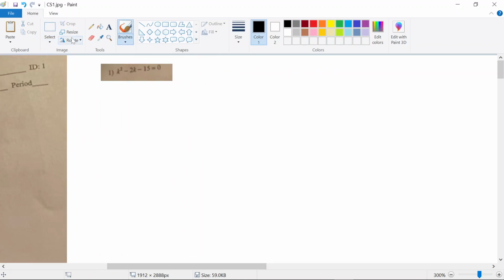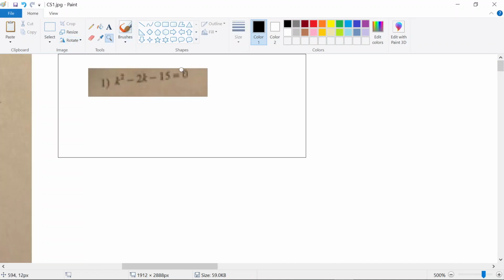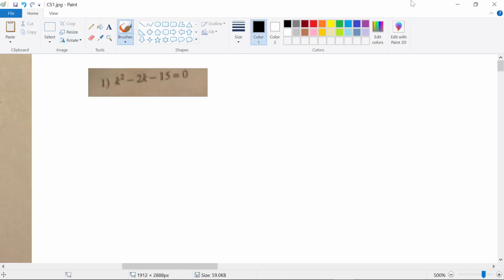Okay, here's number 1. I'm going to zoom it in so I can see it. k squared minus 2k minus 15 equals 0. Hopefully you wrote down the steps. Step 1, get the constant to the other side of the equation. So I'm going to add 15 to both sides. k squared minus 2k equals 15.